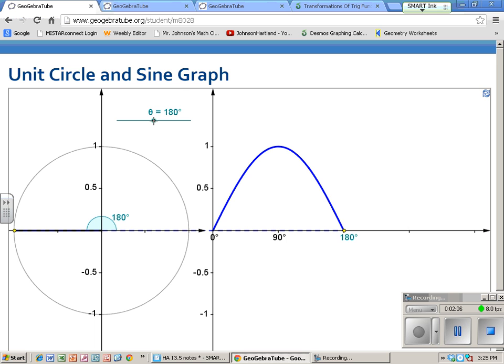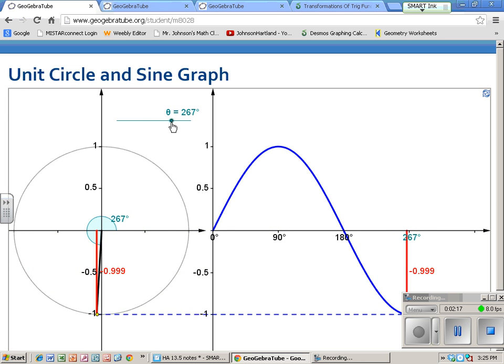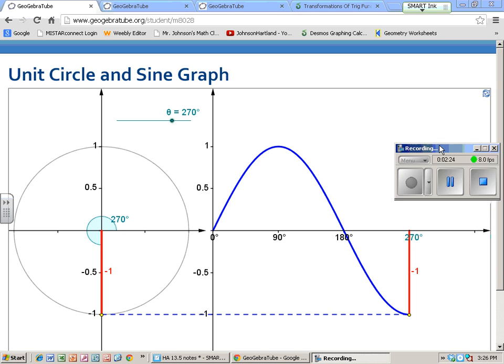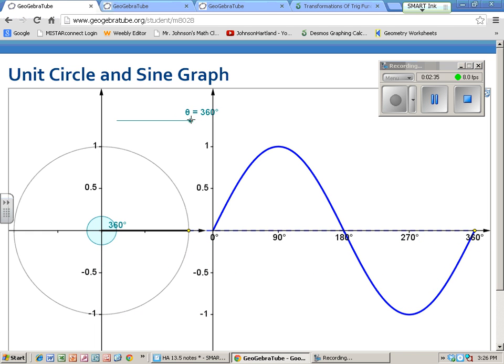As I go from 180 degrees to 270 degrees, the y-coordinate is going from 0 down to negative 1. And as we go from 270 back around to 360, our y-coordinate is going to go from negative 1 back up to 0. This is what the sine function looks like.